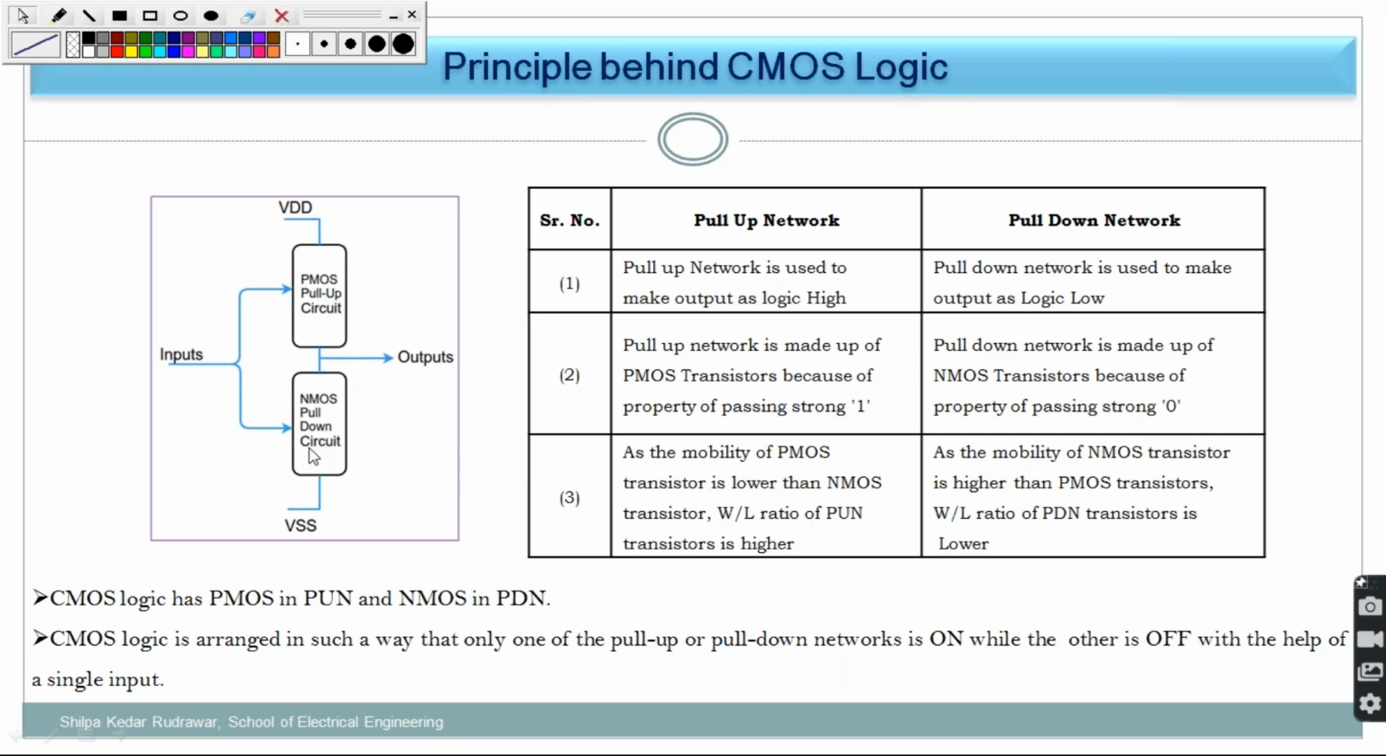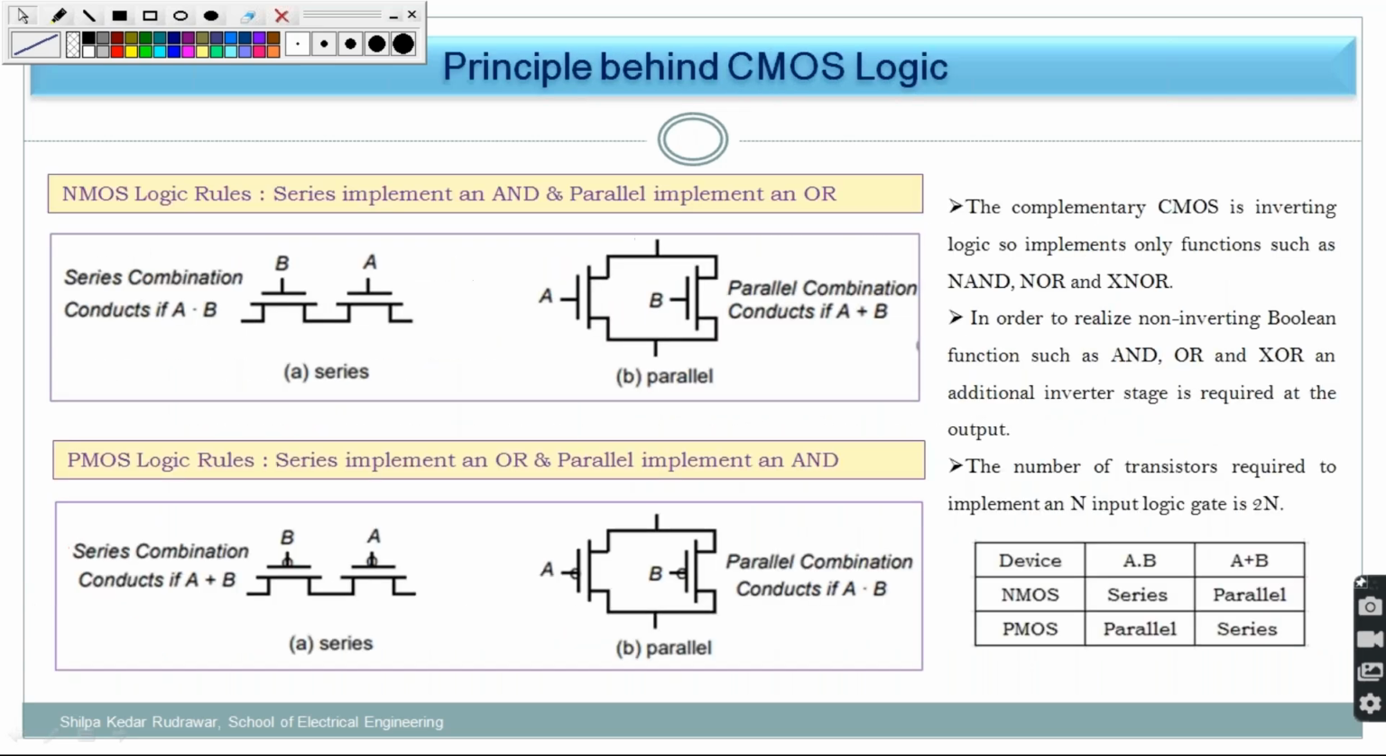Always, whenever you are arranging CMOS, that is PMOS and NMOS, only one circuitry, pull-up or pull-down, will be on at a time, and that's why there will not be a direct connection of VDD to VSS, and that's why power consumption is less in CMOS. Next, these are the pros and cons, already done. Now this is the main and important thing, and you need to note it down.